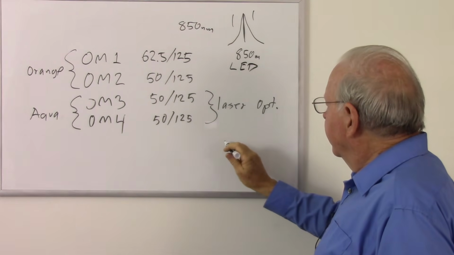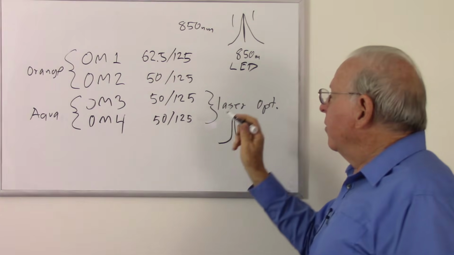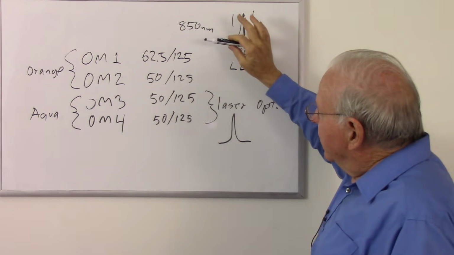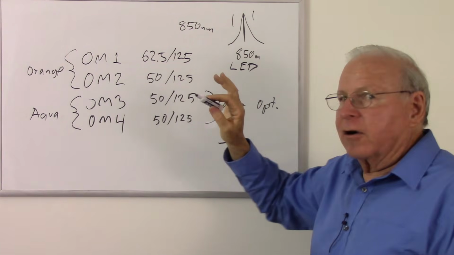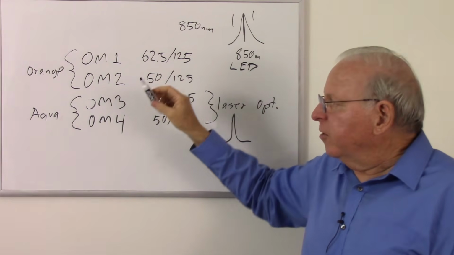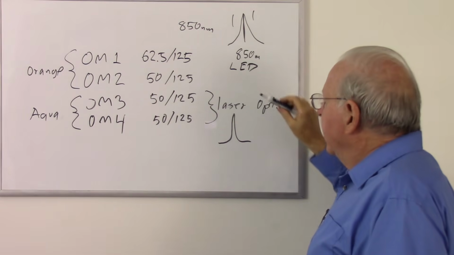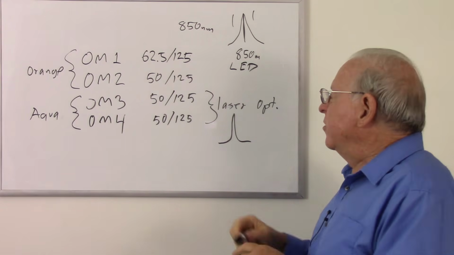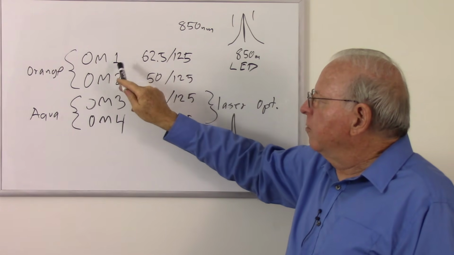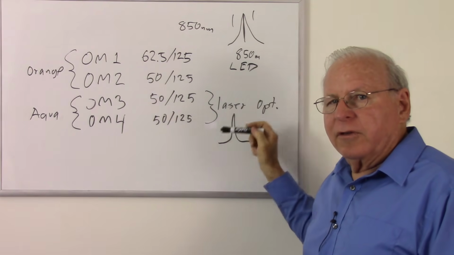Lasers are much better. We're going to have much less bandwidth on the laser, and therefore less chromatic dispersion. So the idea to get our least dispersion is to eliminate chromatic dispersion by using lasers and to decrease modal dispersion by using either single mode fiber or graded index multimode fiber. That's what we're doing to get the greatest distance out of our system. So aqua is OM3 or OM4, laser optimized. Orange is OM1 or OM2, which is not laser optimized. Here we use LEDs for the light source. Here we use lasers for the light source.